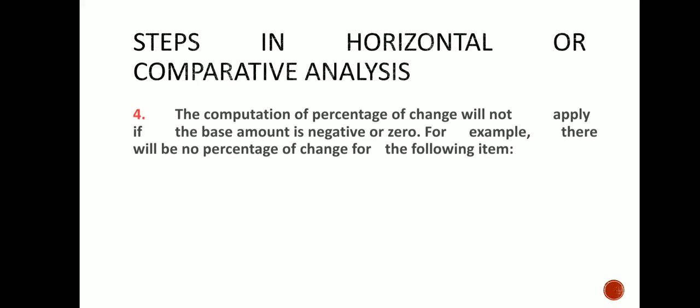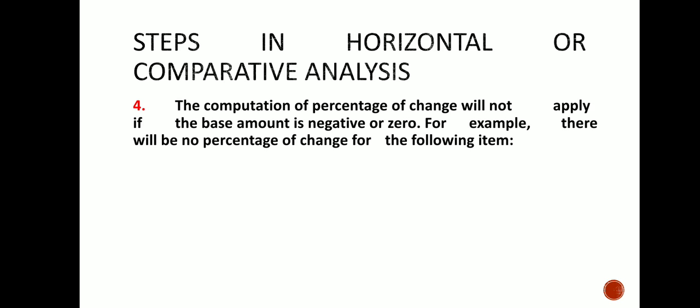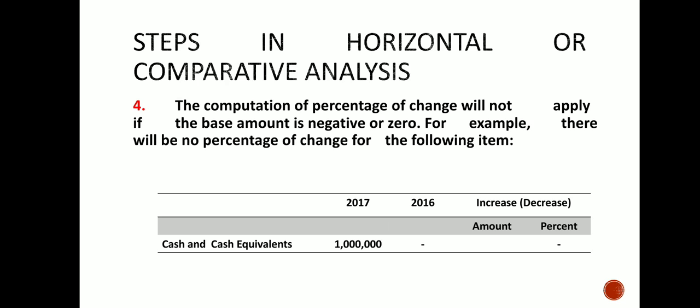For step number 4, the computation of percentage of change will not apply if the base amount is negative or 0. So for example, in 2017, we have cash and cash equivalents of 1 million pesos, and there was none in 2016. The amount of increase is obviously 1 million pesos. That is 1 million in 2017 less 0 in 2016. So in this case, there is no percentage of change since we don't have any base amount. Kaya wala or 0 man ang cash and cash equivalents in the year 2016.